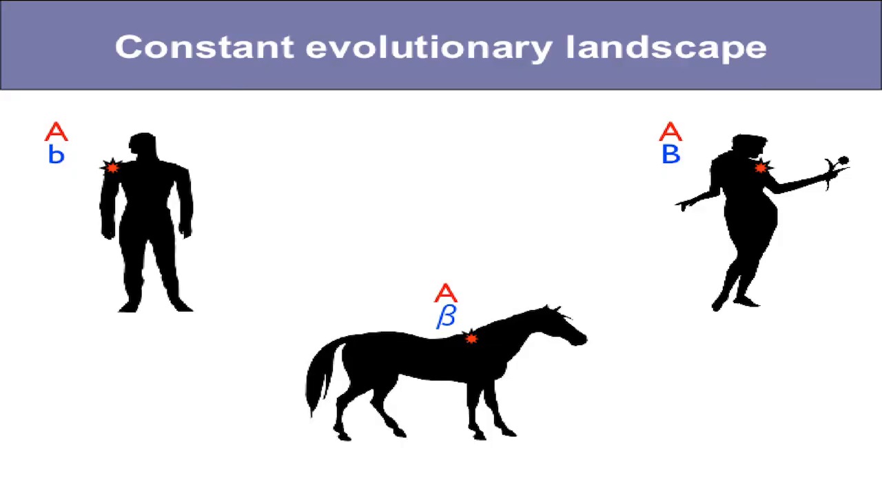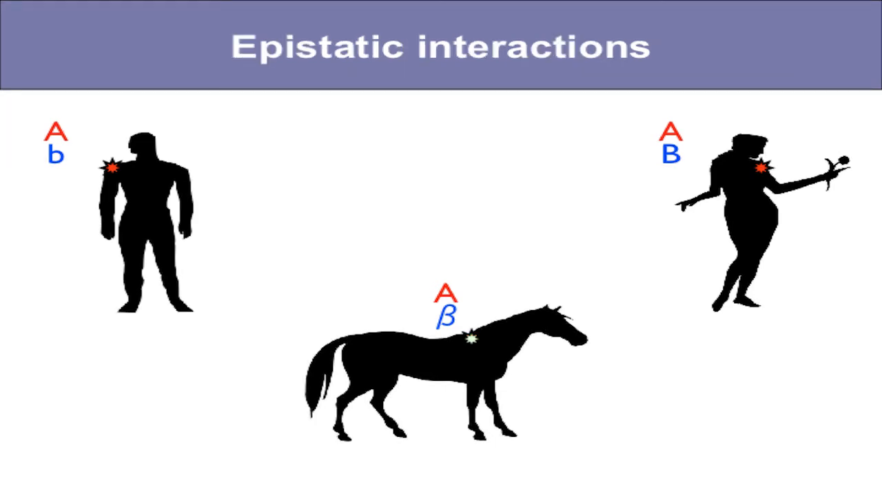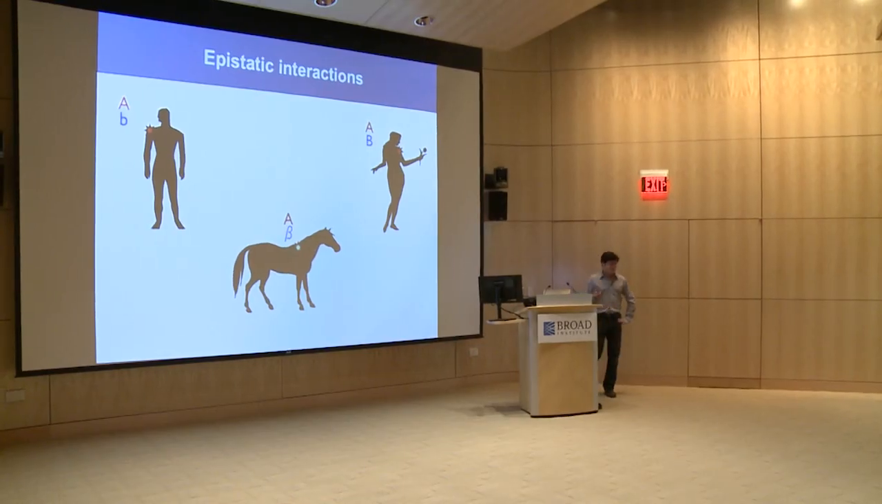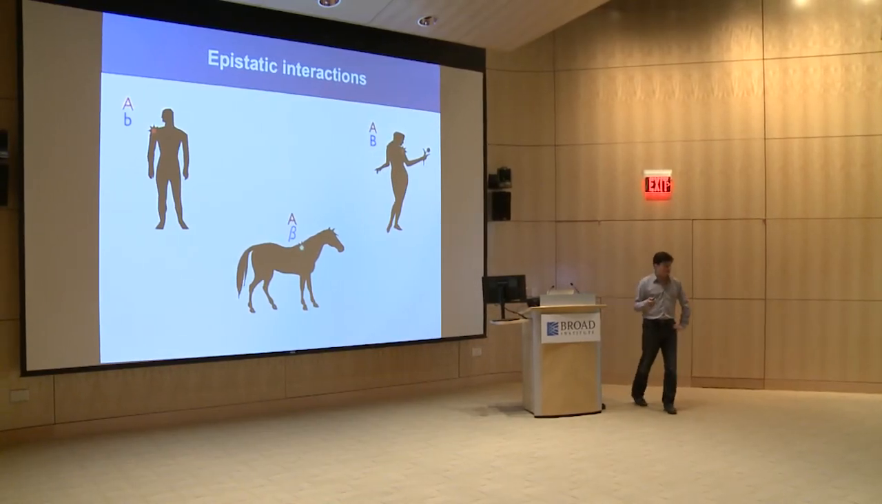Second problem is this assumption about constant fitness landscape. So what I'm assuming is that this mutation in this genetic background has the same effect as in this genetic background and on some completely different genetic background, right, if I'm using comparative genomics. The reality may be that in some backgrounds mutation is deleterious, but if I go to a very different genetic background, it's completely benign. This is, again, back about constant fitness landscape.